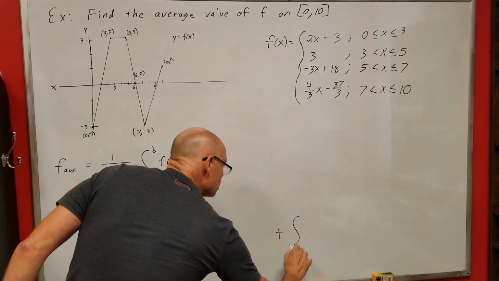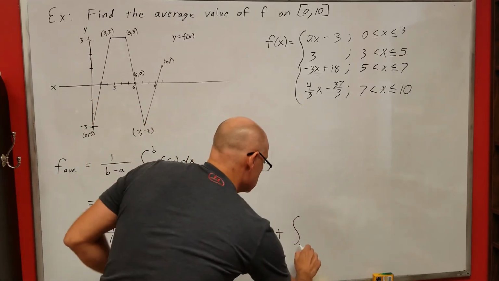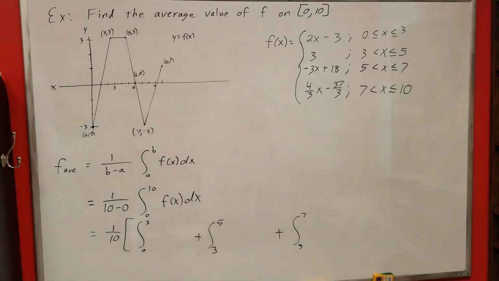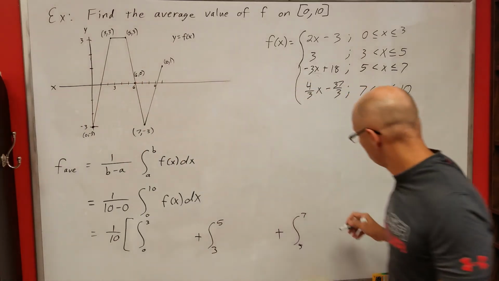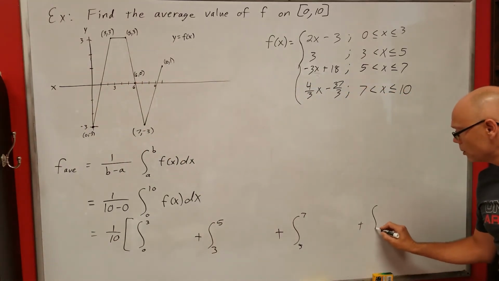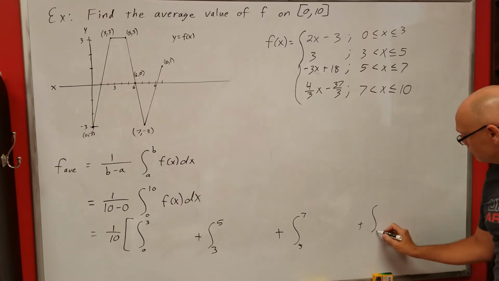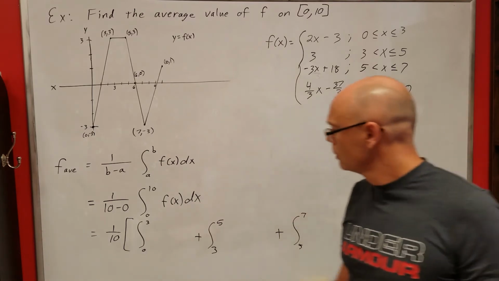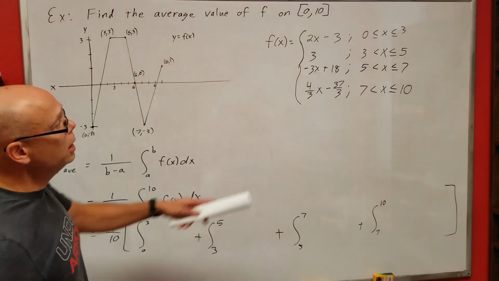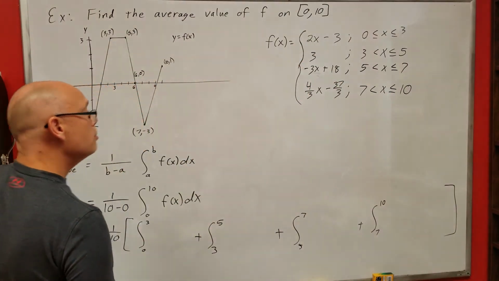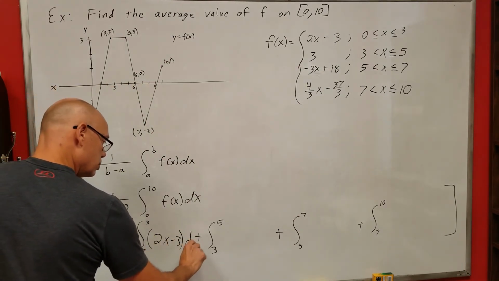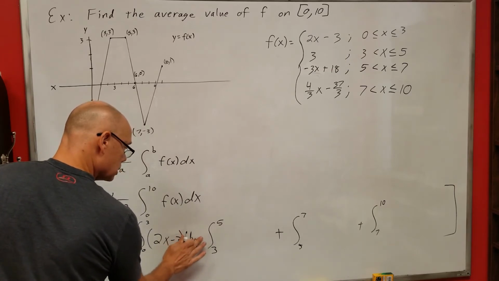Plus the integral from what to what next? 5 to 7. Boy, let me make sure I'm on the screen still and I'm not just writing down stuff that y'all can't even see. Okay, good. Plus the integral from what to what? 7 to 10. And then I'm going to close it off at the end. All right, the integral from 0 to 3, I'm going to use 2x minus 3. 2x minus 3 is my integrand. Be sure you put your dx in there. Let me adjust this plus sign.